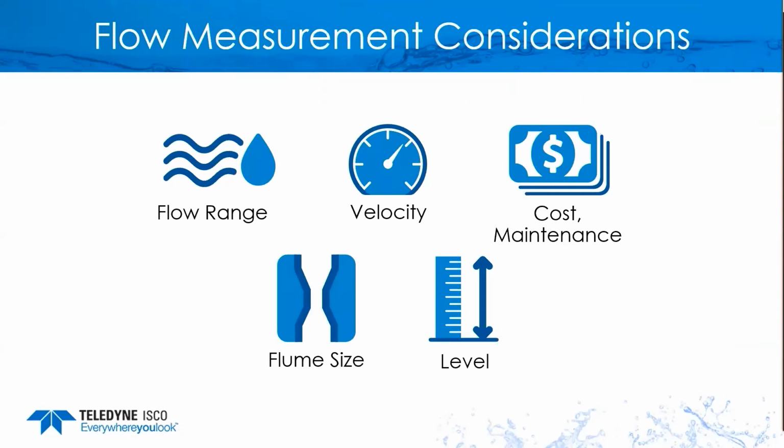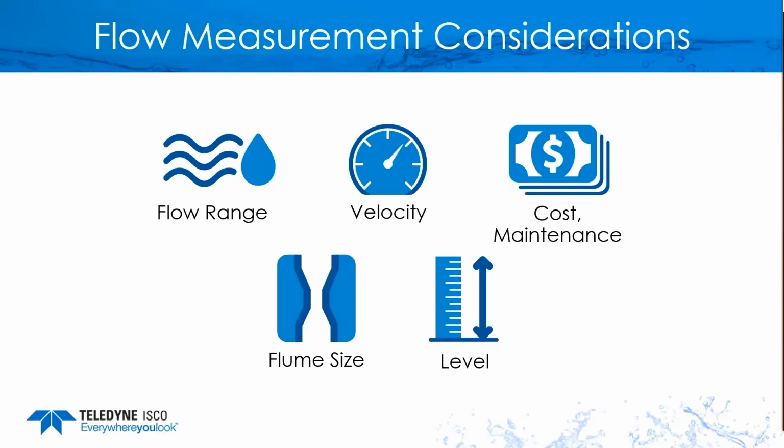Because if the velocities are always over 3 foot per second, it may be too fast for your flume. And then determining the size of your flume will be dependent on that flow range. And so you should work with your flume manufacturer to determine what is going to be the best size for your flow range. It's going to give you the most accuracy.